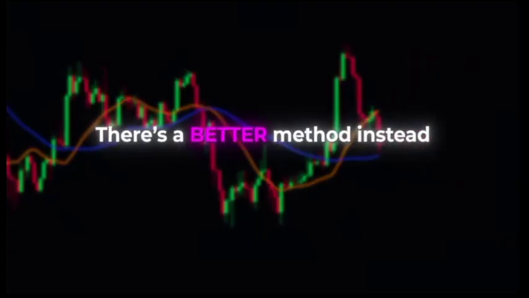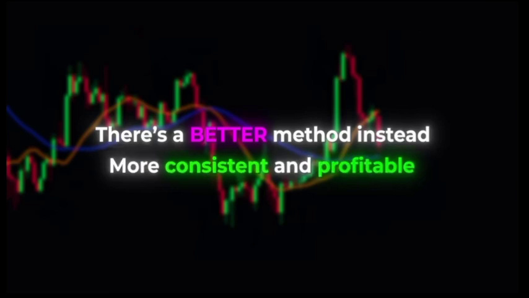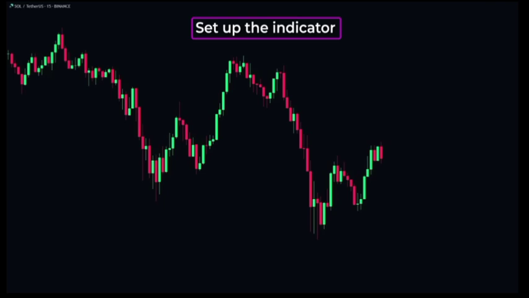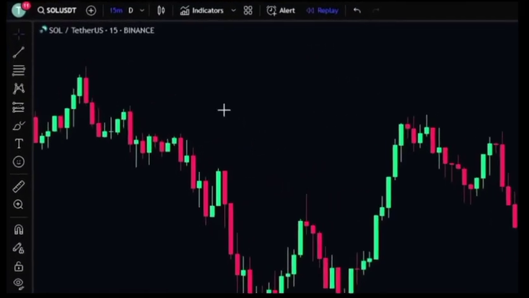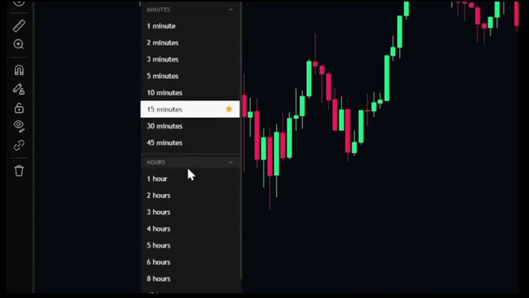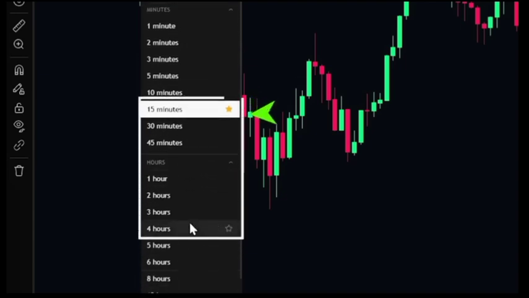There's a better method instead, one that'll give you way more consistent and profitable entries. By the way, you won't find this strategy in any article or YouTube video out there, so pay attention. First, I'm going to walk you through exactly how to set everything up step by step. The first thing you do is choose a time frame, and I suggest picking something in the middle. Not too short, but not too long either. So anywhere between the 15-minute to the 4-hour time frame works well. In this example, we'll be using the 15-minute.